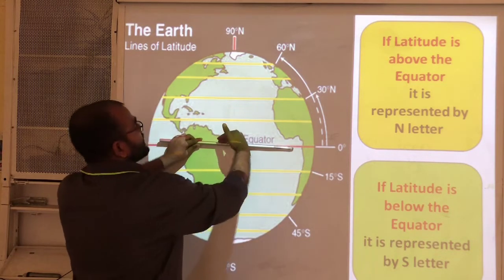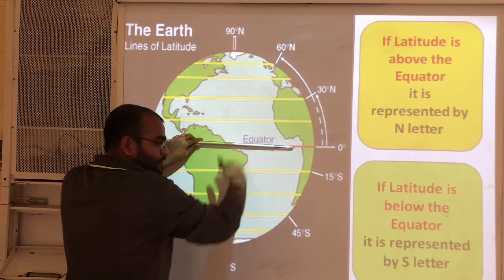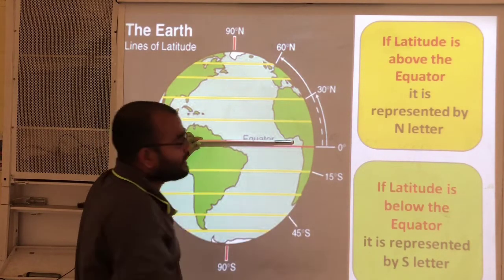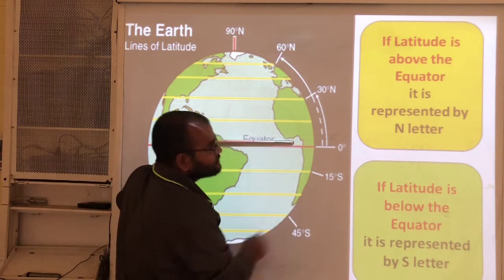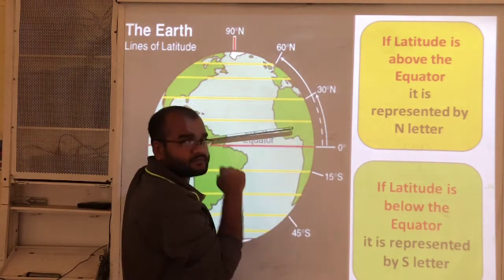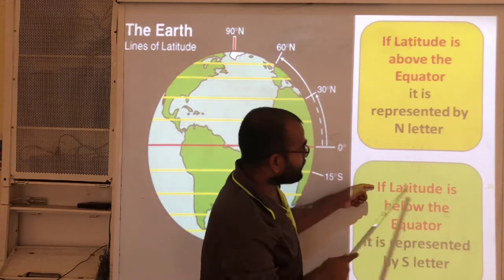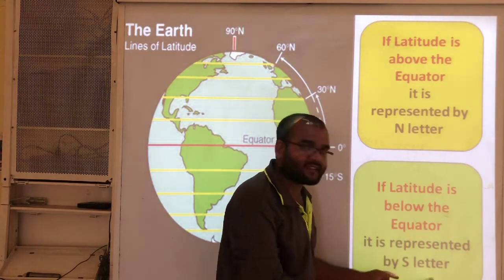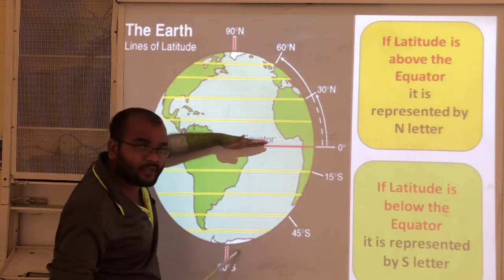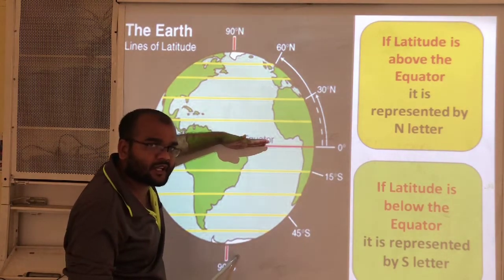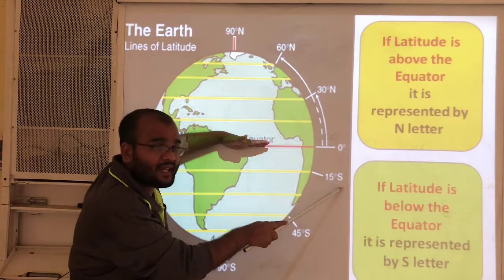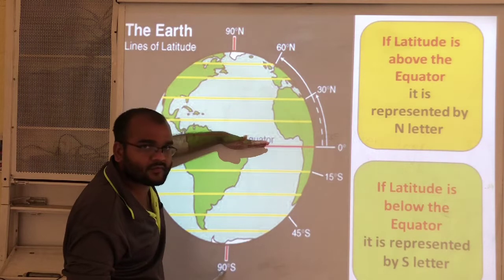See here, this is the north part and this is the south part. All these latitudes are represented by S, and here N. If a latitude is below the equator, it is represented by the letter S. All these are below the equator, so they are represented by the symbol S.